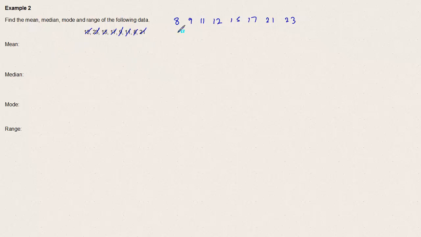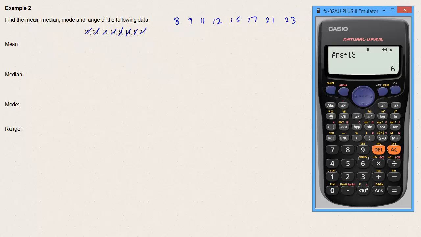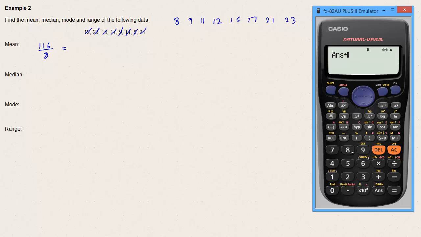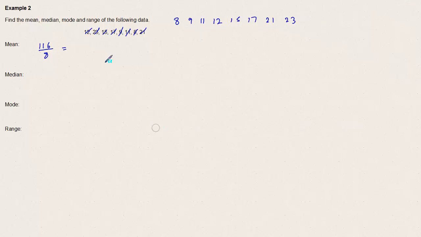So for the mean, we need to add up the pieces of data. So that's 8 plus 9 plus 11 plus 12, add 15, add 17, add 21, add 23, and that's 116. And there's 1, 2, 3, 4, 5, 6, 7, 8 pieces of data. So let's divide that by 8, and that's 14.5.